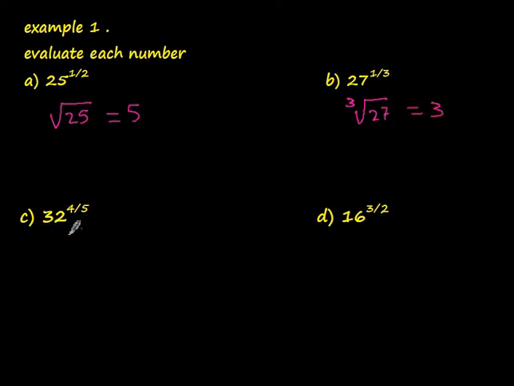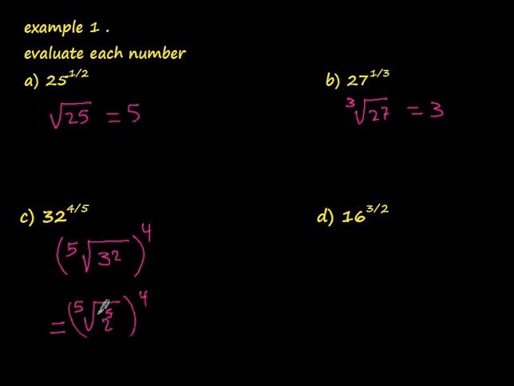Here guys, we have 32 to the power of 4 over 5. So think about root. As usual, whenever you have a fractional power, think about root. So 4 over 5, 5 refers to the degree of the root itself, and 32 will be the base, and 4 will be the power that the entire expression is raised to. So in order to simplify this, 32 can be written as 2 to the power 5, and all to the power 4. And here guys, power 5 cancels the fifth root, so the answer will be 2 to the power 4.